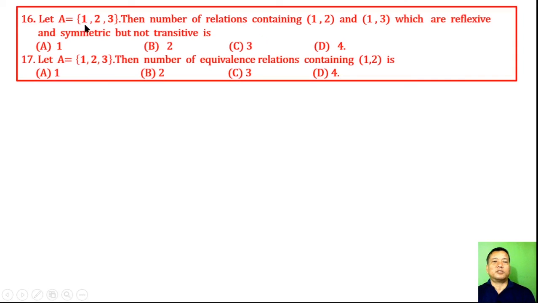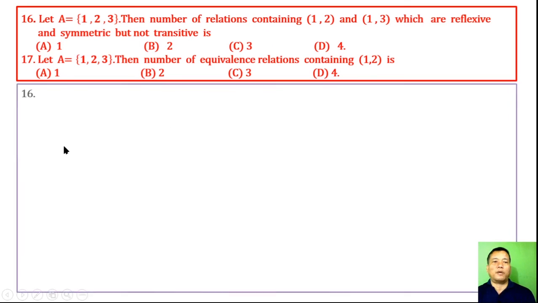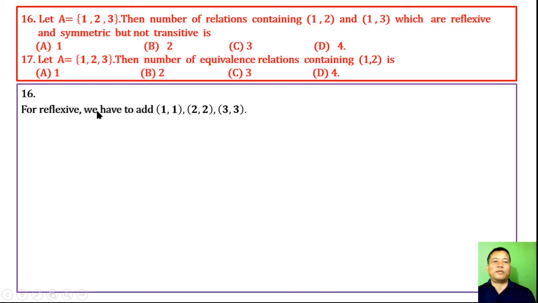16. Let A consist of 1, 2, 3. Then the number of relations containing (1, 2) and (1, 3) which are reflexive and symmetric but not transitive is 1, 2, 3 or 4. Let us see. For a reflexive relation, we have to add all the elements, that is, the doublets (1,1), (2,2) and (3,3).